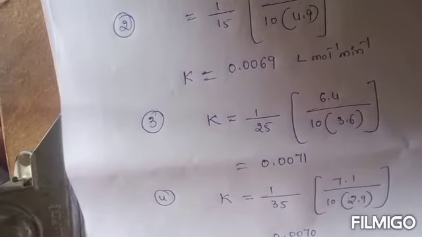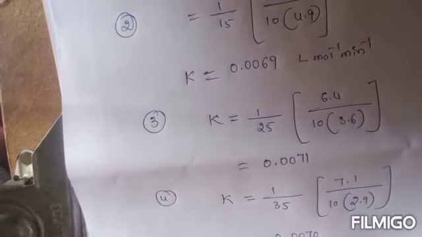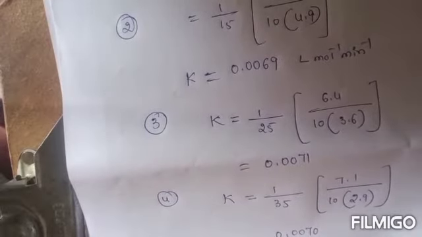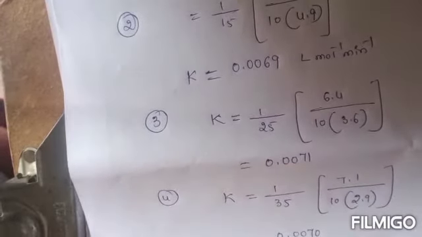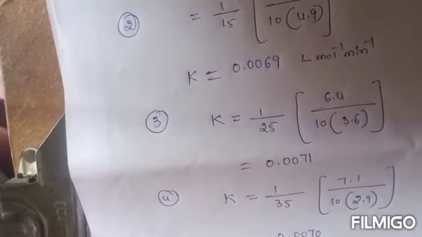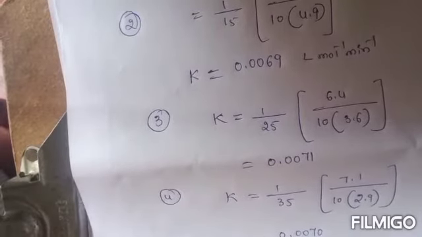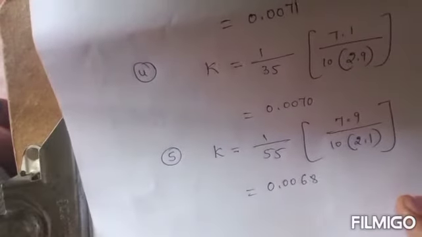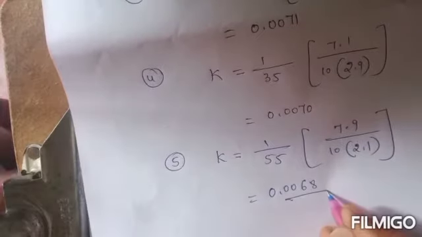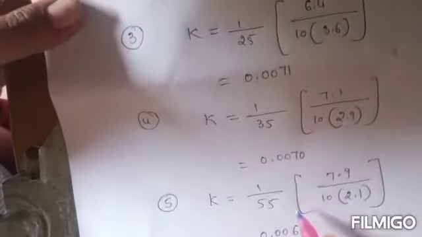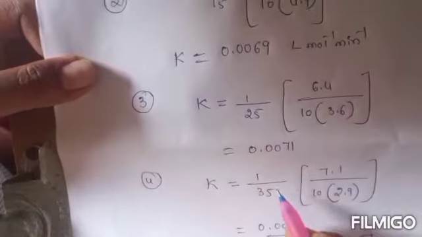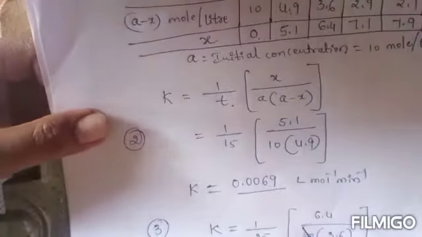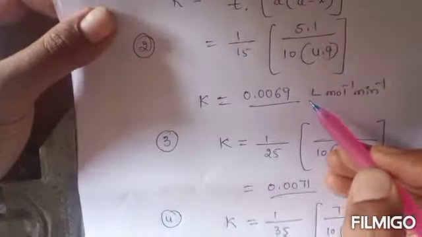Then again fifth one, K is equal to, at time 55 minutes, that X value is 7.9 divided by 10 into 2.1. After multiplying all this, we will get the answer 0.0068. Here you will see the answers at 55 minutes, at 35 minutes, at 25 minutes, at 15 minutes. These values are nearly the same.